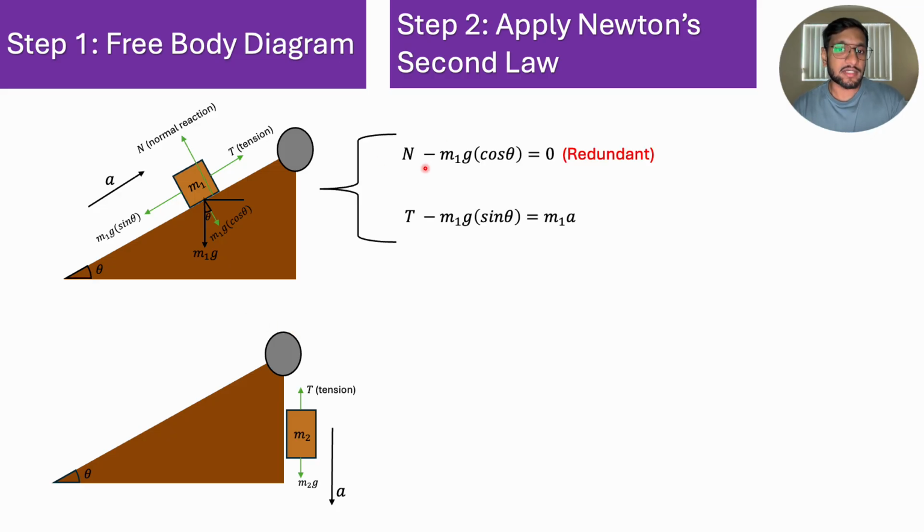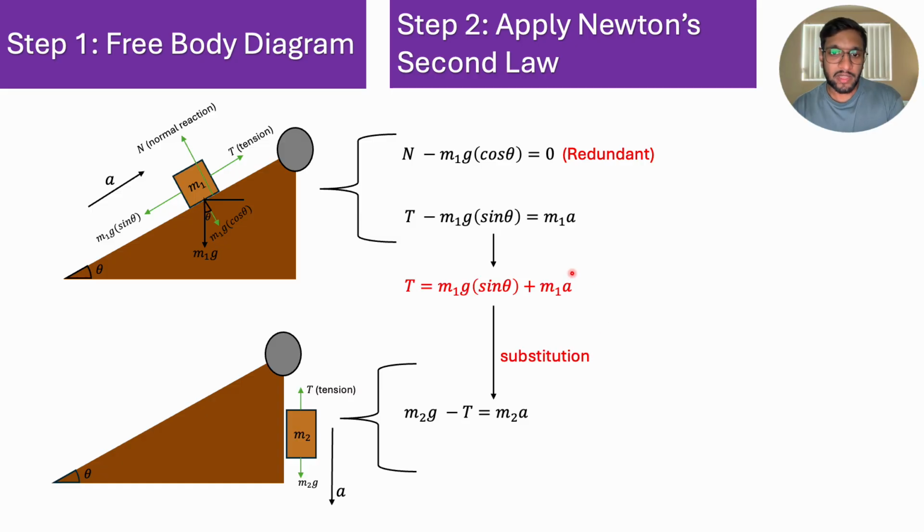The first equation is N minus m1 g cos theta equals 0, because there is no acceleration considered in the direction perpendicular to the inclined plane. The second equation is T minus m1 g sin theta equals m1 a, along the inclined plane, and the minus sign appears here because the forces are in opposite directions to each other. The third equation comes from m2 g minus T equals m2 a, from the mass m2.